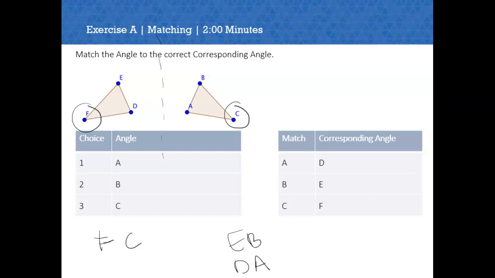So we're just matching this goes with this after the transformation. This goes here. And this goes with this one. So we just want to make sure we're matching up the parts.